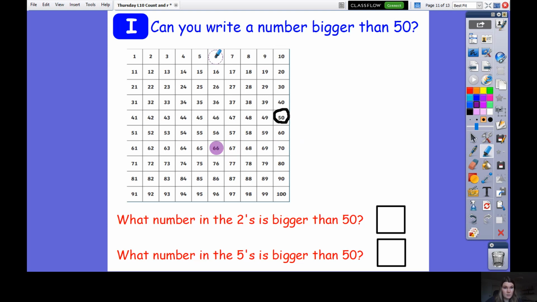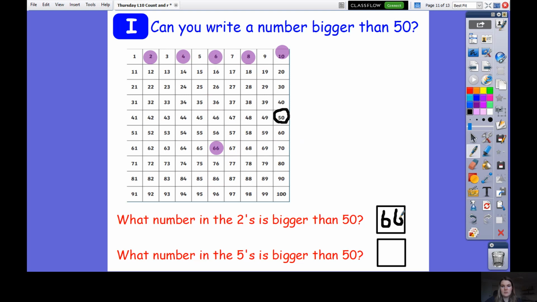And if we looked right at the top, we could use this to help us. Absolutely. I could fill in my top bit with my 2s, and I know it would be down the same column. Very good. So is 66 bigger than 50? Is it in my 2s? It is, absolutely. So I could say 66.